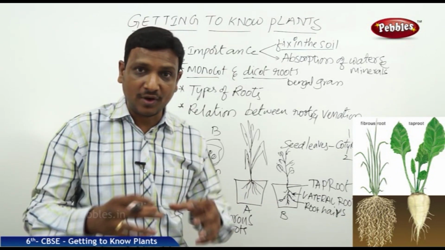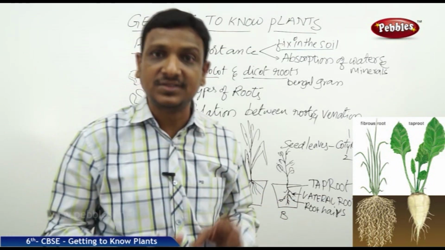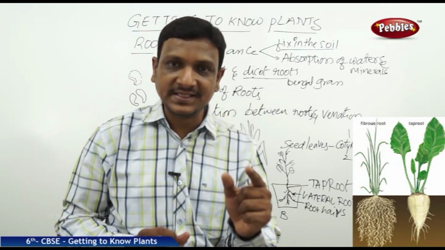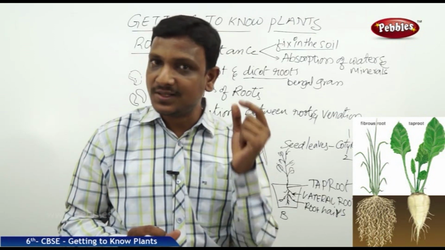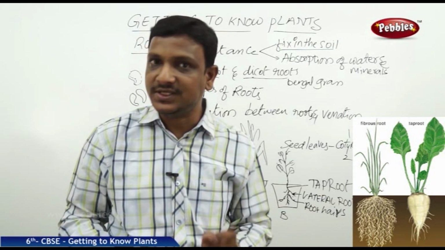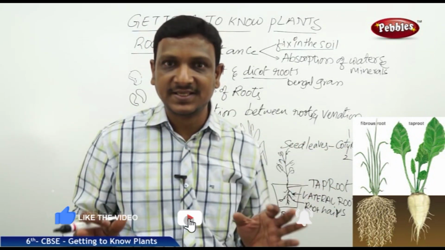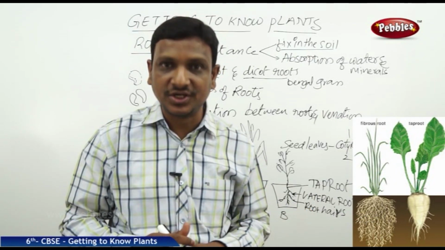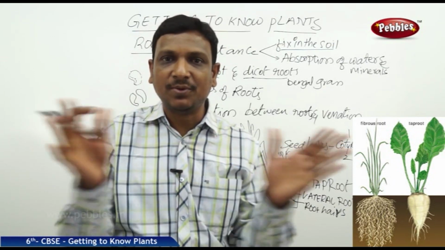The difference is in the form of the roots. So here we are finding two different types of plants, monocots and dicots. That means seeds which have one seed leaf are monocots, and seeds with two seed leaves are dicots. If you plant a monocot seed, you will get fibrous roots. If you plant a dicot seed, you get a taproot, lateral roots and root hairs. Now we are trying to find out the relation. Is there any connection between the kind of root system and the type of venation?